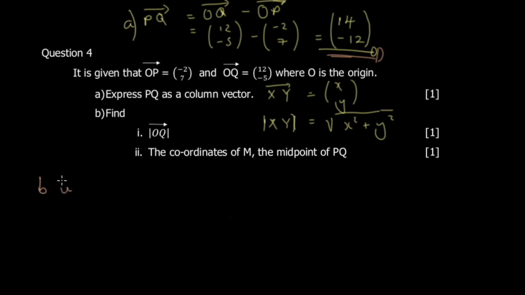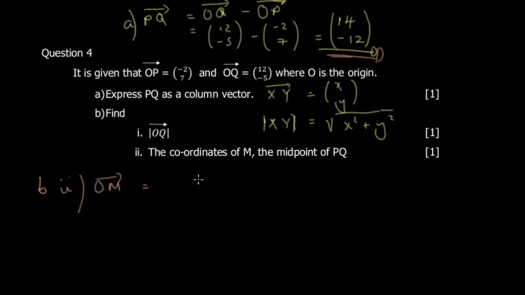Part B2 says find the coordinates of M, the midpoint of P and Q. If you want to find the coordinates, it's simply the position vector. If you convert this, for example, the coordinates for OP are (-7, -2, 7). So you have to find the column vector for OM first.